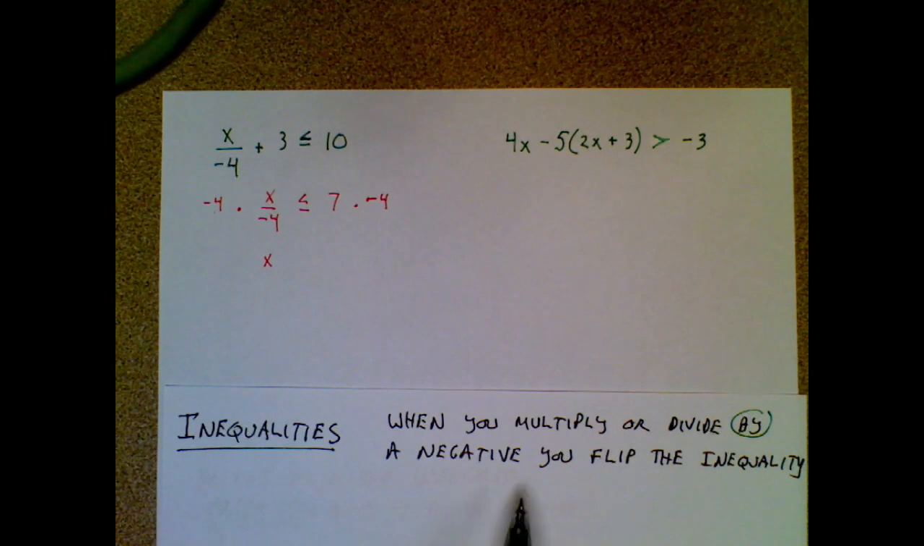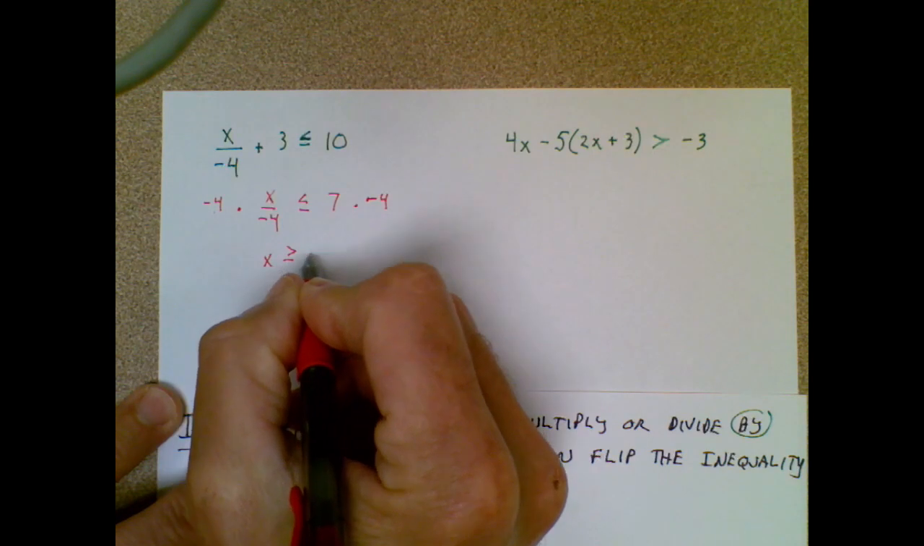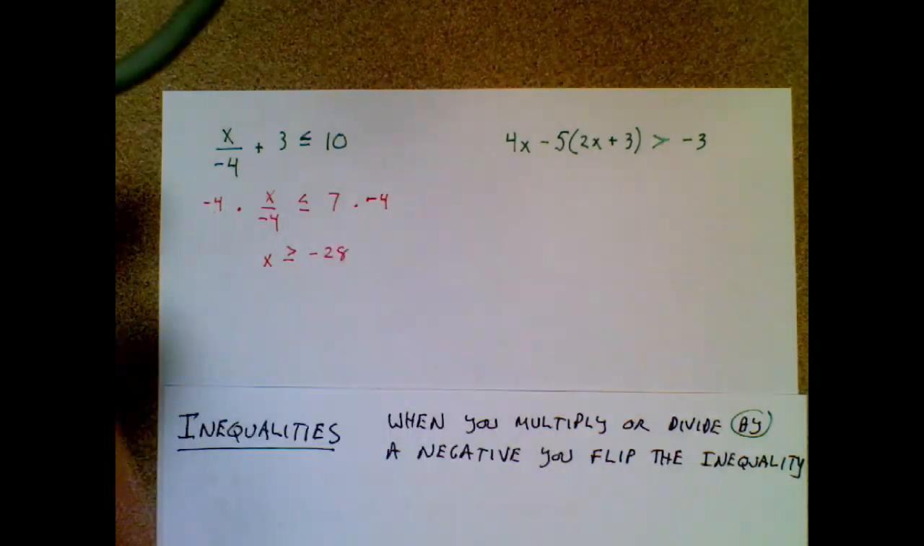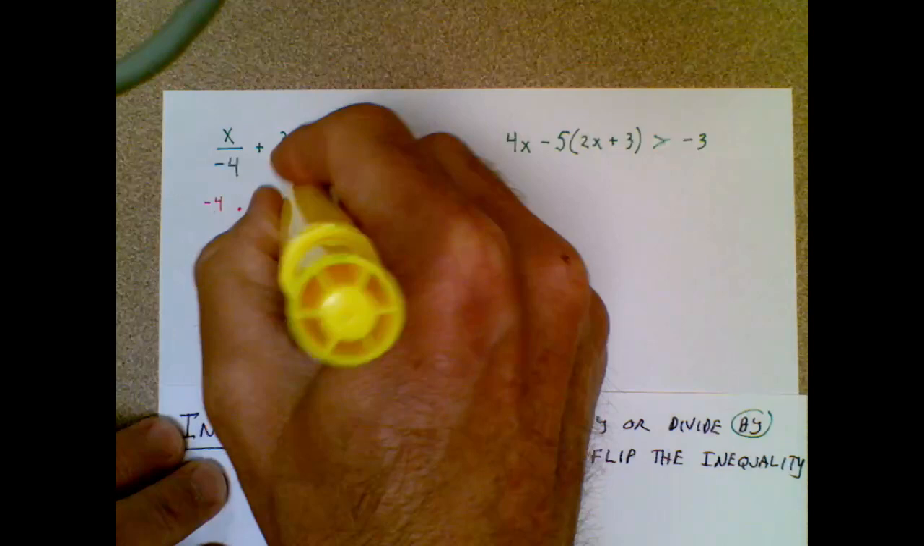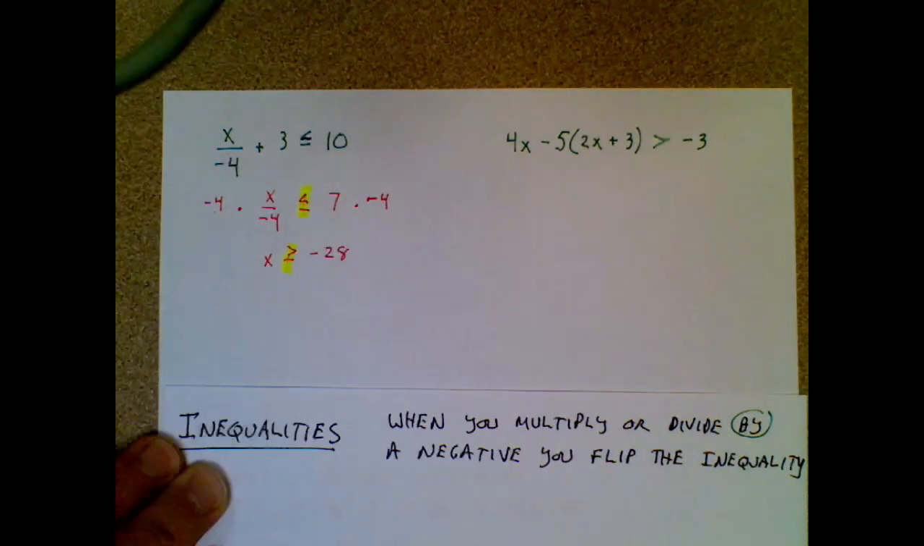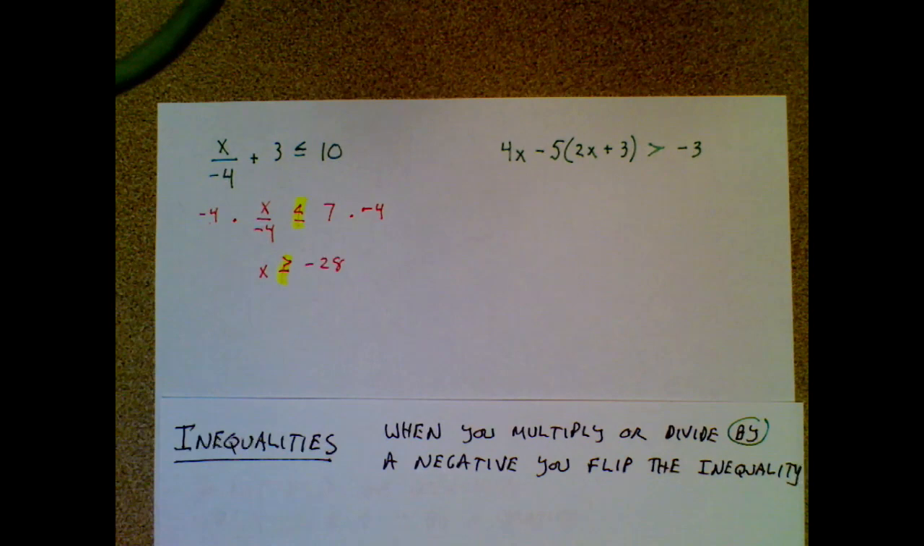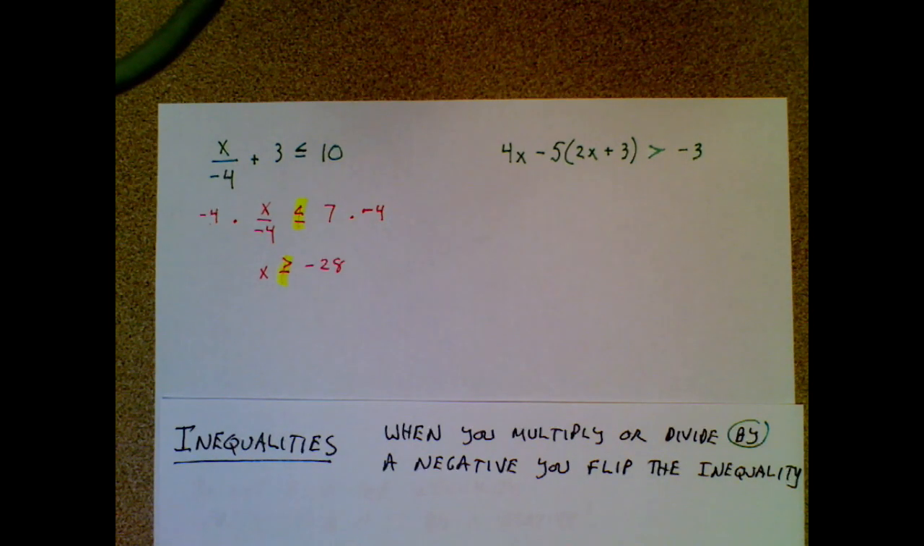And anytime you multiply or divide by a negative, you must flip the inequality sign. And so what I've done is I've taken the inequality sign from that step and flipped it in the other direction. And now I've solved the problem. It's that simple. Just follow that rule and you won't get messed up. I'm going to solve the next one now.